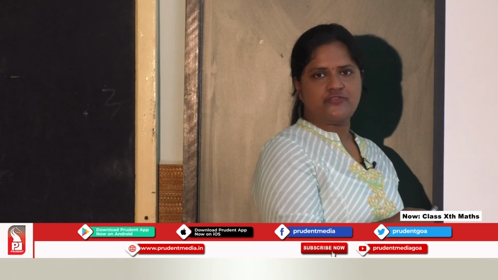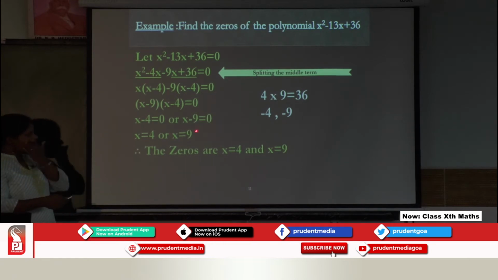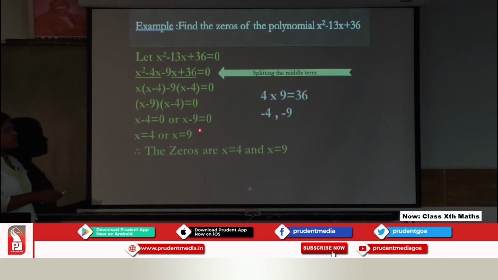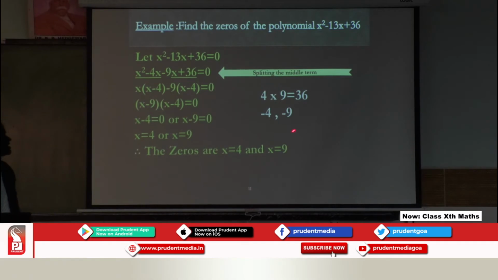Again the product of two factors is equal to 0, so either one will be 0. So either x minus 4 will be 0 or x minus 9 will be 0. So what do I have? I have x is equal to 4 or x is equal to 9. Therefore, the zeros are x equal to 4 and x equal to 9.